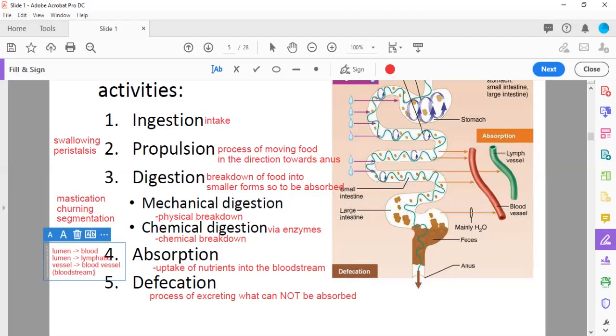And defecation means the process of excreting feces or what cannot be absorbed. Most of the absorption occurs within the small intestine. And simply we can say that defecation is the process of excreting what cannot be absorbed or what has not been absorbed yet. So let's move on to the next slide.